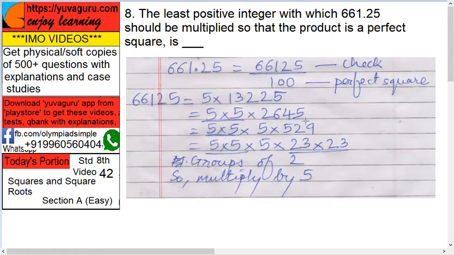Now 529 is what? You must always remember these squares, squares up to 30. Again I come to the same point. Learn squares up to 30. So 529 is a square of 23 and 23.